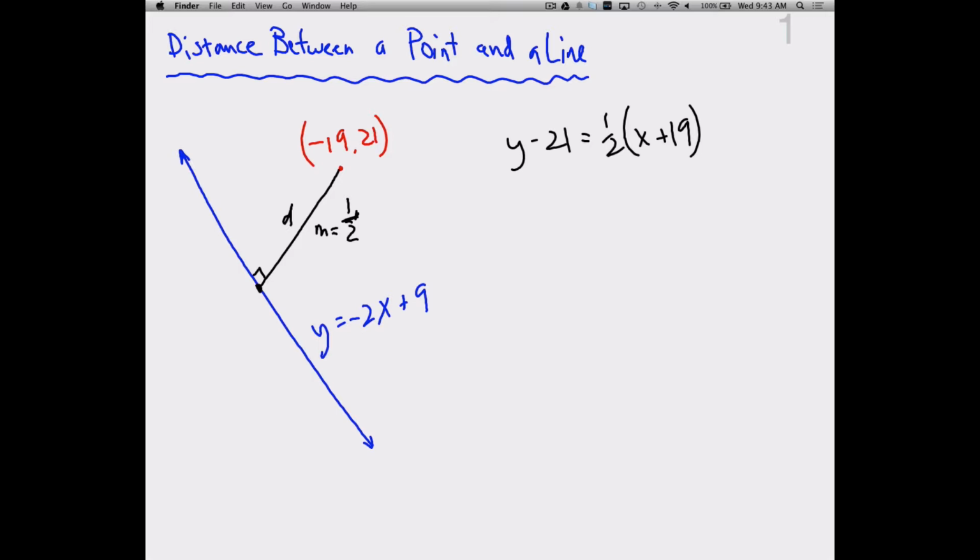Back to the question. How do we find the black point? Notice the black point is the intersection of the black line and the blue line. What does that mean? Michael? We're gonna take the two equations, y equals negative 2x plus 9, and y minus 21 equals 1/2 times x plus 19, and we're gonna either substitute or eliminate.